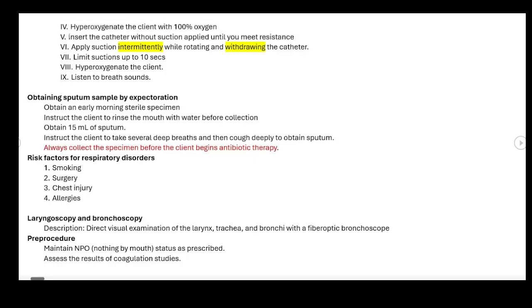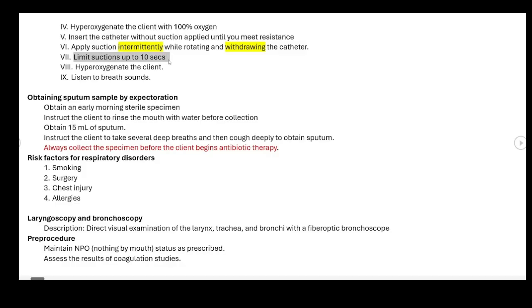When you are inserting the catheter, this is where you have to be more careful. You insert the catheter without applying suction until resistance is met. Sometimes the patient might cough, which is a good thing because the cough reflex is still there. The time that you apply the suction is when you are withdrawing the catheter. Another important thing is that the suction is not continuous. The suction is intermittent. You want to limit your suction to only 10 seconds.